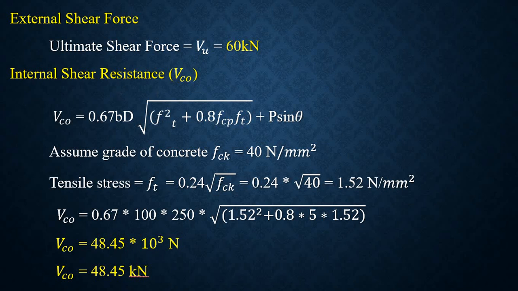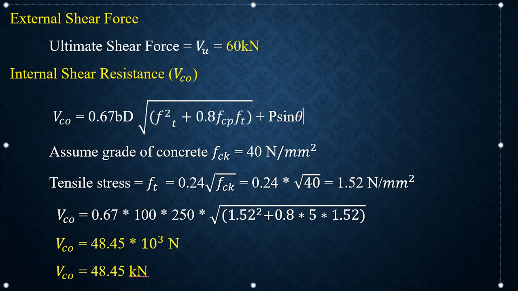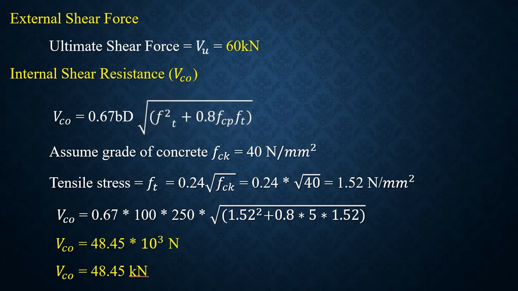Next is internal shear resistance. Internal shear resistance VCO is equal to 0.67 BD into whole root of FT square plus 0.8 FCP into FT plus P sin theta. I'm sorry, here there is a typing mistake. Here P sin theta is not there at all. They have not mentioned anything regarding the cable profile, parabolic, nothing like that. They have not given theta value also. So don't add P sin theta. You just consider this formula. This is for a straight cable.